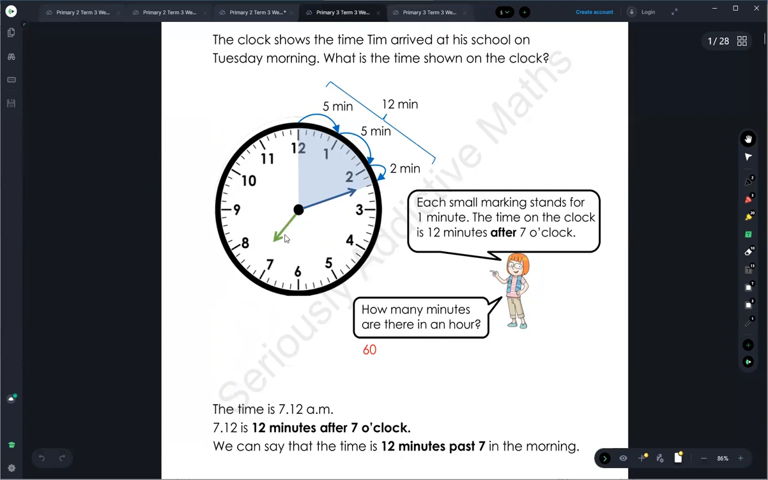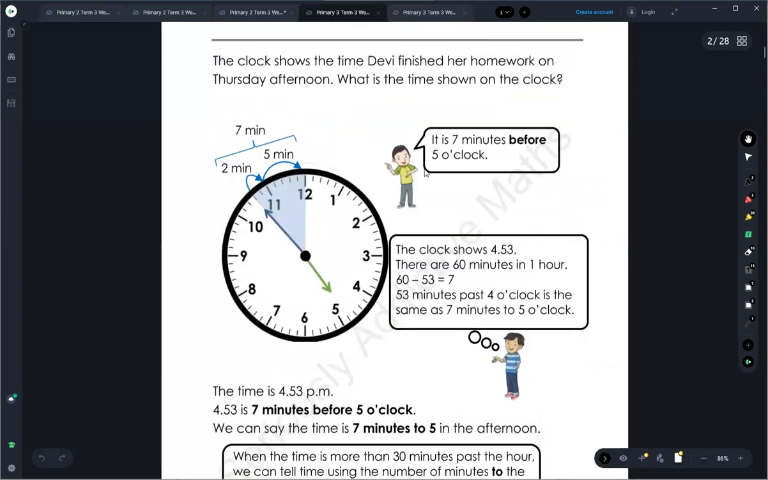So here you can see the hour hand is pointing at 7, and that is after 7. So to read this, the time is 7:12. So what students can do is they can either call it 7:12, but in this case, they need to know how to use past as well. So it can be 12 minutes past 7, or 12 minutes after 7 o'clock. So different phrasing.